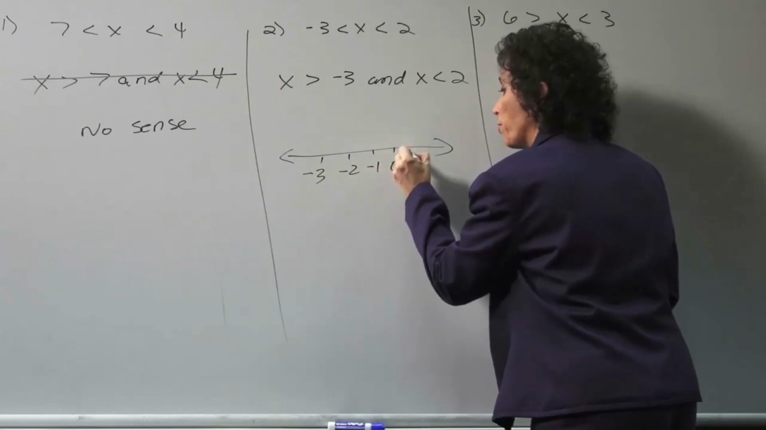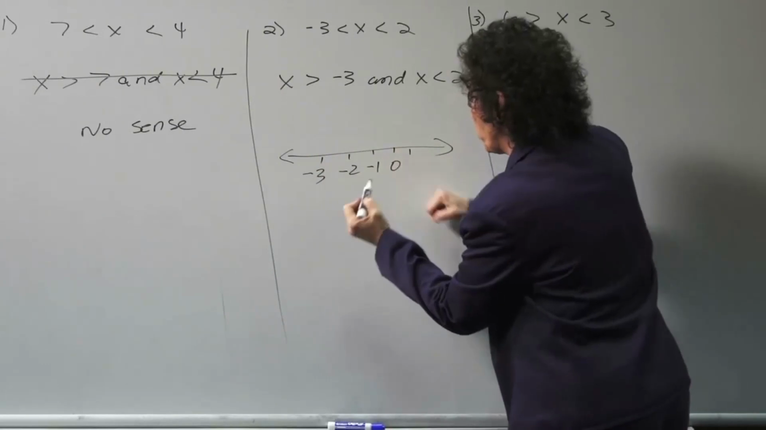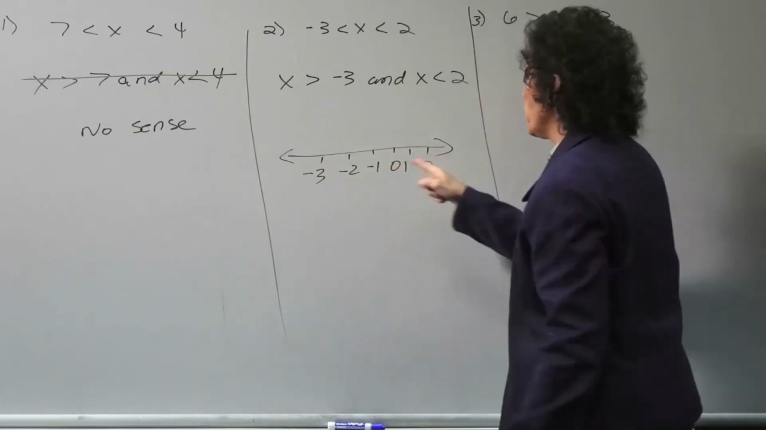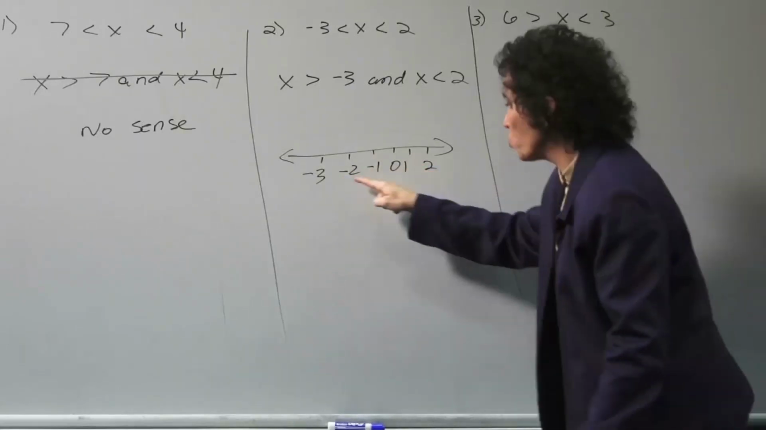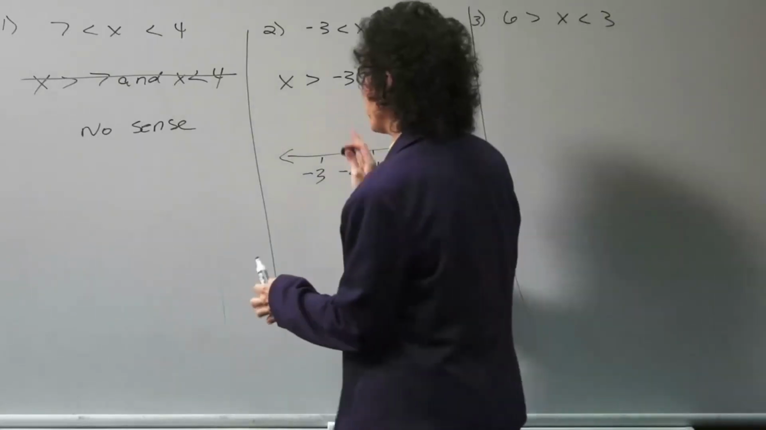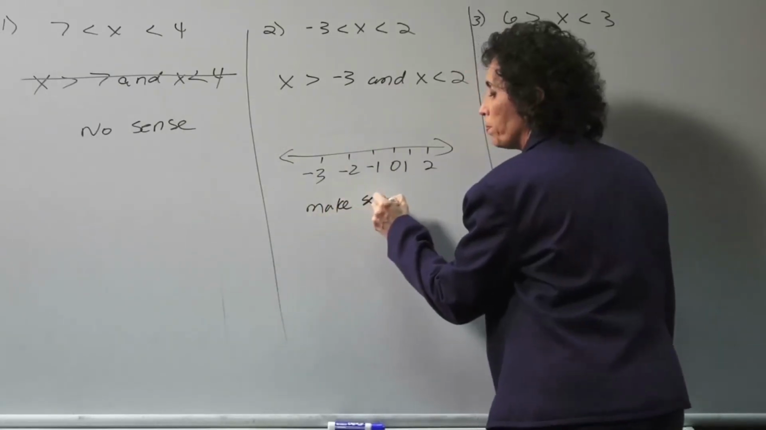Here are numbers that are greater than 3, but they have to be less than 2 at the same time. They have to be less than 2 at the same time. Can we find numbers that are greater than -3 and less than? Of course we can. There's infinitely many numbers. So this makes sense. Not only does it make sense, it is compact form.